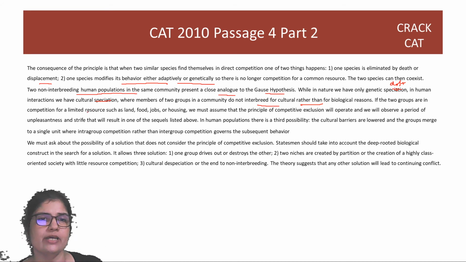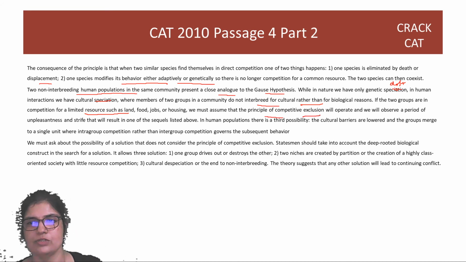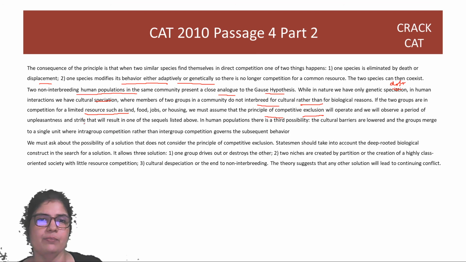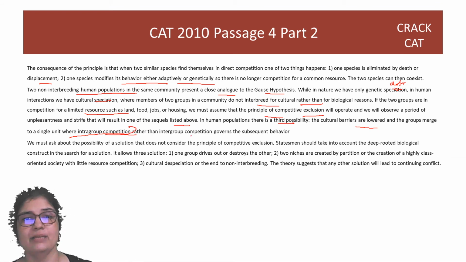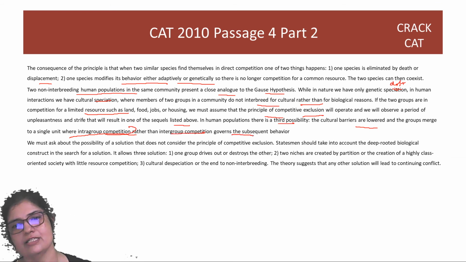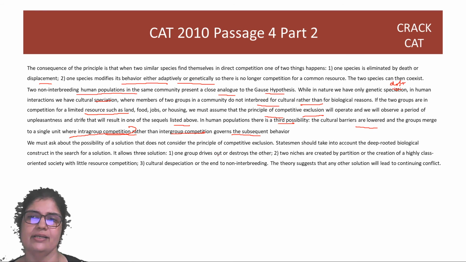If the two groups are in competition for a limited resource, we must assume that competitive exclusion will happen, and over a period, one of the sequels listed above will take place. In human populations, there is a third possibility. Besides these two, the cultural barriers are lowered and the groups merge in a single unit where intra-group competition within the group rather than between groups governs the subsequent behavior. So besides these two, there is a third possibility.